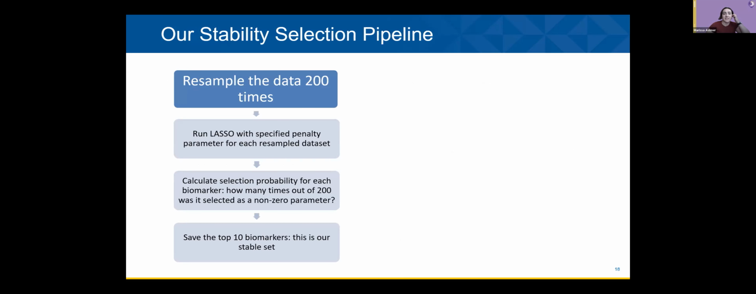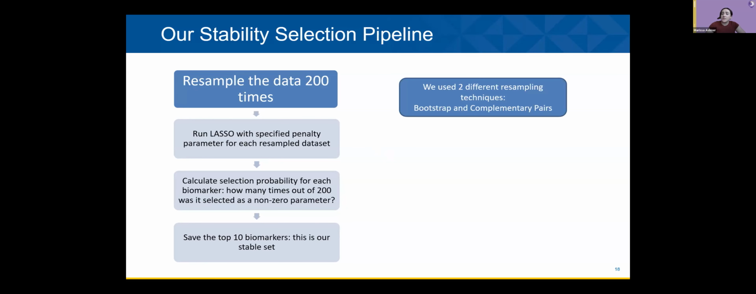And so what we came up with is this. First, we're going to resample the data 200 times. The number 200 is a little bit arbitrary, but resample the data many times. Run a lasso with a specified penalty parameter for each resampled data set. Then calculate the selection probability for each biomarker: how many times out of 200 was it selected as a non-zero parameter? Then we're going to save the top 10 biomarkers from those selection probabilities. That will be our stable set.